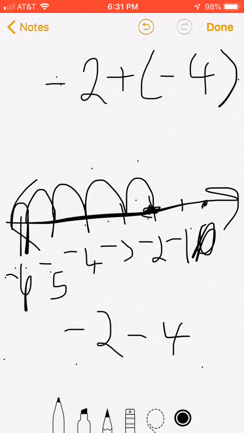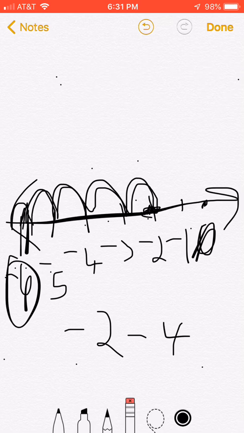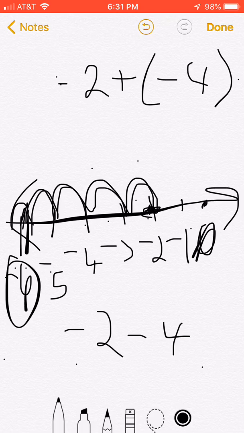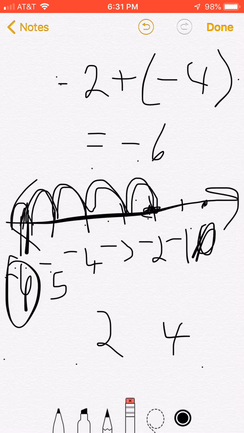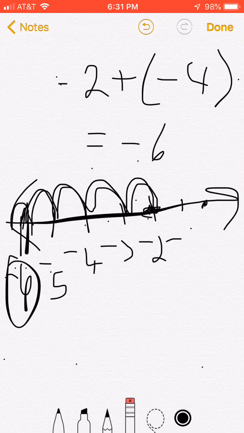So -2 minus 4: 1, 2, 3, 4. We go back 4 places to get to -6. So it's almost like addition. -2 plus -4 is -6, because 2 plus 4 is 6. It's basically the same exact thing, just with negative numbers. Super easy, right? You shouldn't have any trouble.